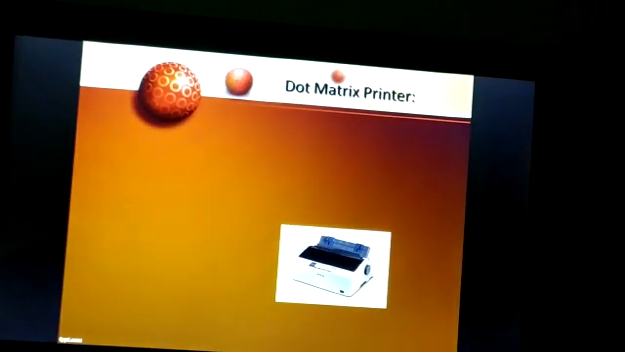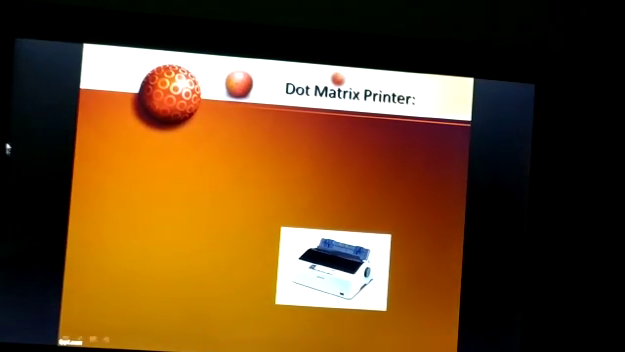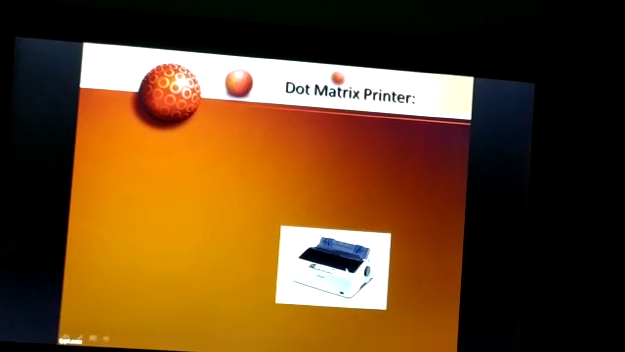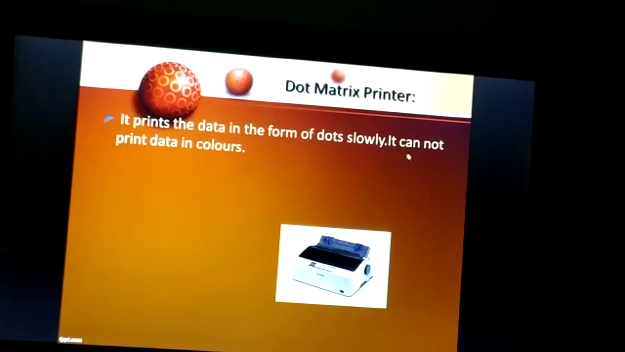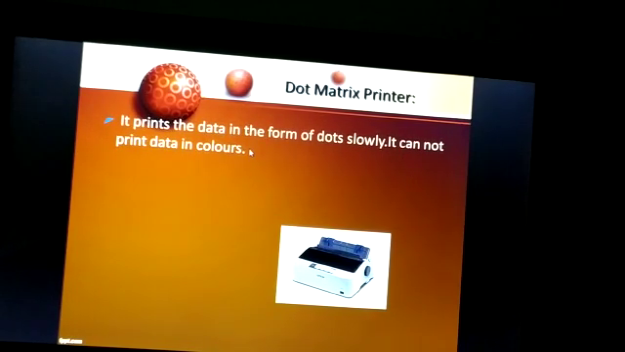First one, dot matrix printer. This is a picture of dot matrix printer. It prints the data in the form of dots slowly. It cannot print data in colors.